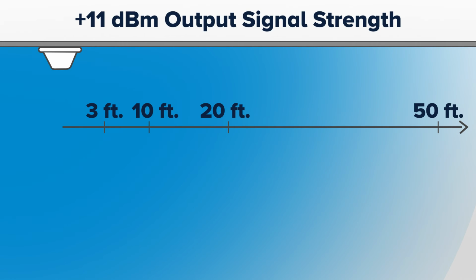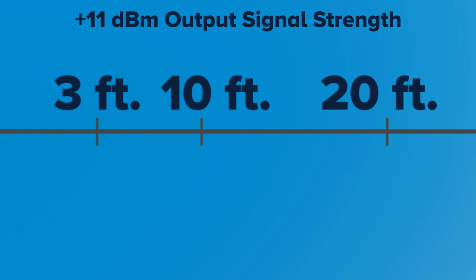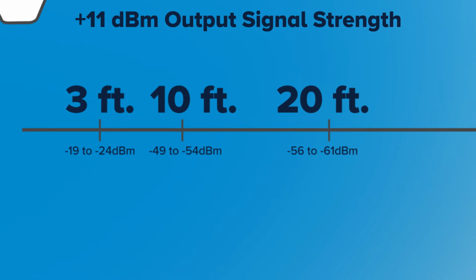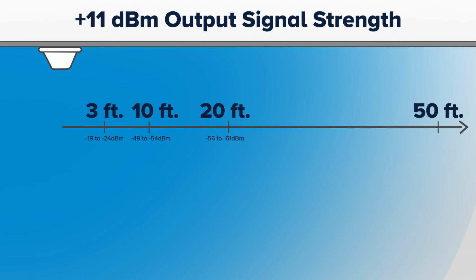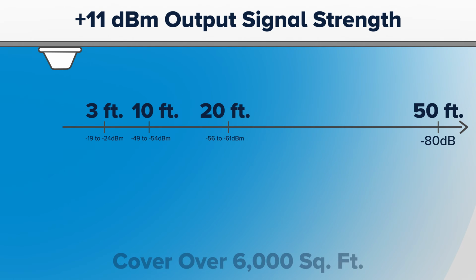We know that our signal will weaken as it gets further away from the broadcast antenna. With a plus 11 dBm output signal strength, at 3 feet we'll be at negative 19 to negative 24 dBm. At 10 feet, negative 49 to negative 54 dBm, and at 20 feet, negative 56 to negative 61 dBm, depending on the frequency. You can extend this out and calculate that at 50 feet from the antenna, you will have a usable signal of around negative 80 dB. With a 50-foot radius of signal, you are able to cover over 6,000 square feet of space with a dome antenna.